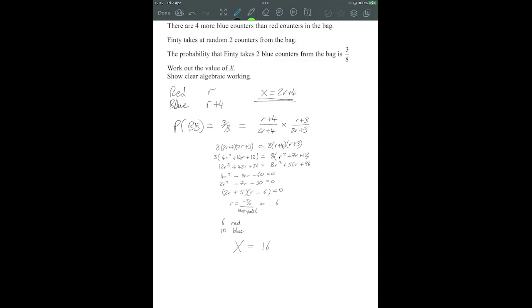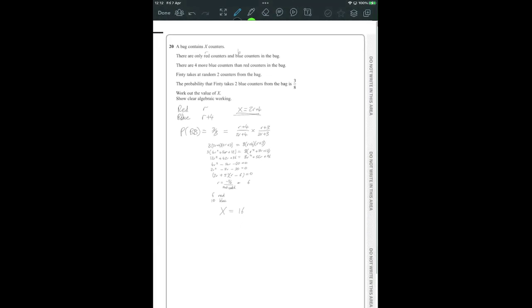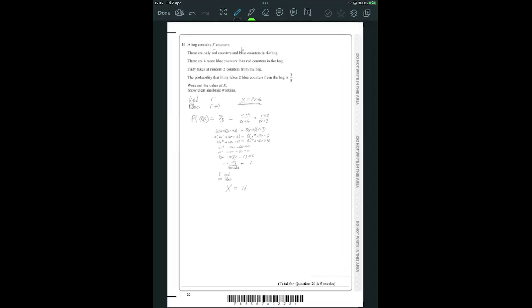Probably the most is noticing that you should use a different letter to make your equation. You could have made your equation with this capital X. It would have worked. It would not have been as nice. It would have been a lot less pleasant. And even that wasn't very pleasant to start with.